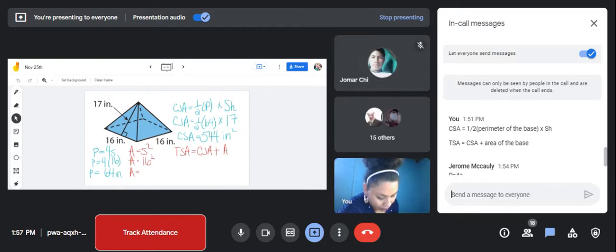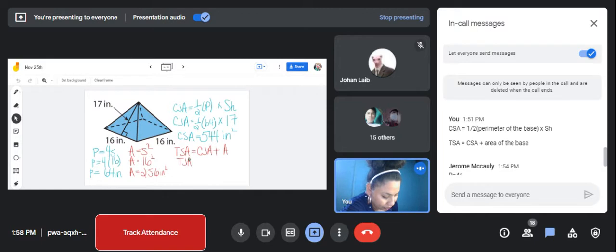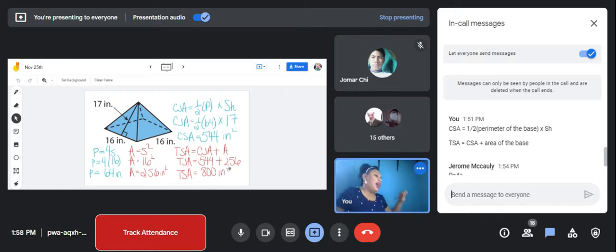256 inches squared. So now when it comes to finding the total surface area, I'm going to take the 544 and add it to 256. And what is that going to give you? 800, miss. 800 exact inches squared. And there you go.